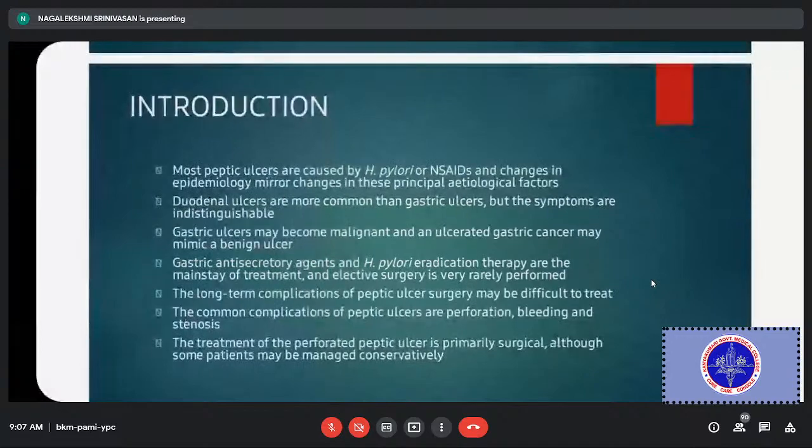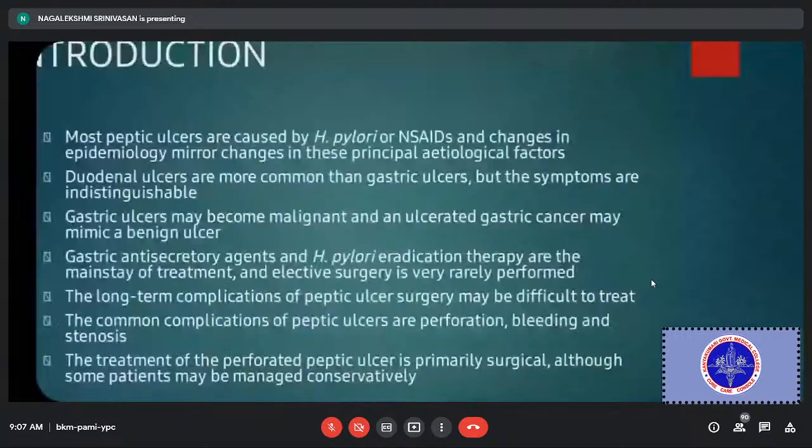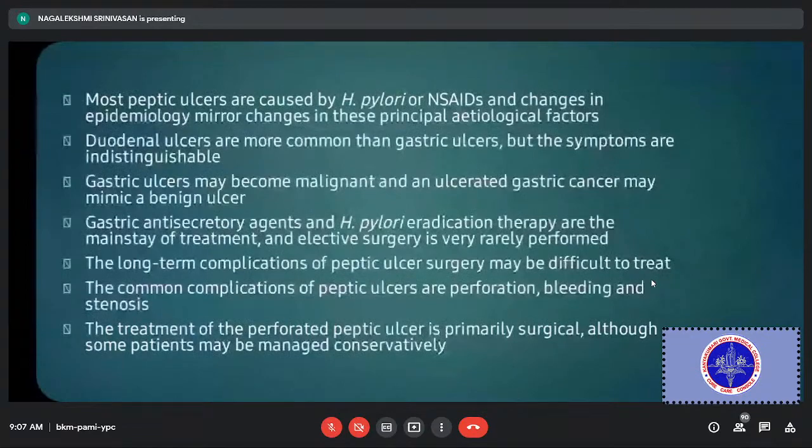So what are the salient features we are going to discuss? Number one, most peptic ulcers are caused by H. pylori or NSAIDs, and changes in the epidemiology mirror changes in these basic principal etiological factors. Duodenal ulcers are more common than gastric ulcers, but the symptoms are almost indistinguishable. Gastric ulcers may become malignant, and an ulcerated gastric cancer may mimic a benign ulcer.